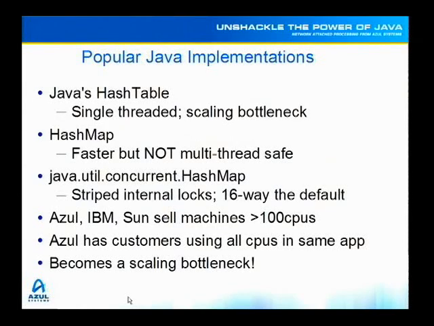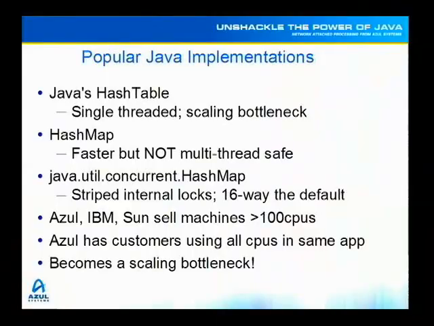So there's a bunch of Java implementations out there that are all well-known, well-understood. You know, Hashtable, the old one, HashMap, which is not thread safe. Then now there's a concurrent one, which has 16-way striping internally. That's only on writes. Readers are all concurrent. Writers have to fight for one of 16 ways.